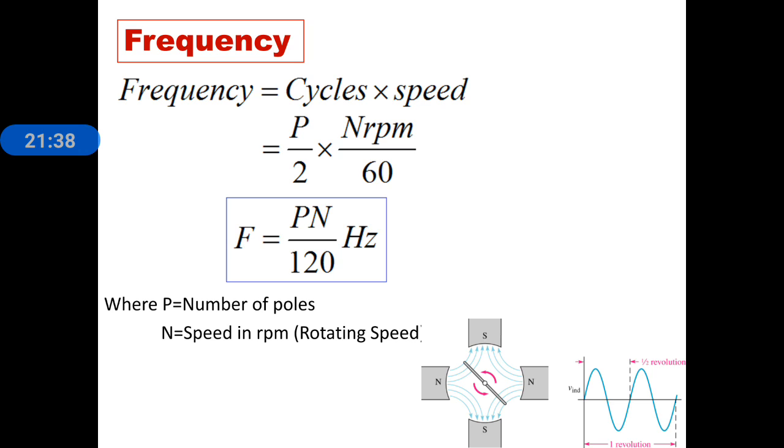P is the number of poles in the alternator. N is the rotating speed of the rotor in the coil, and dividing by 120 we get the frequency. So the number of poles and the rotating speed divided by 120 gives the frequency of that alternator. An alternator with different poles and different speed produces a different frequency supply.